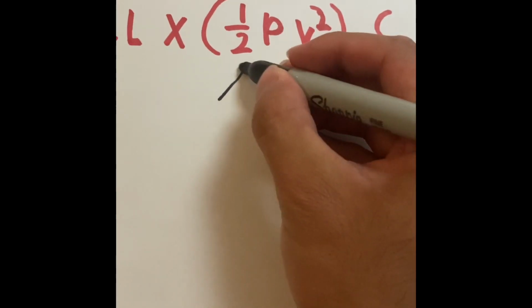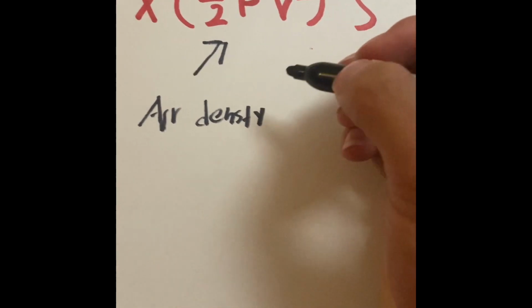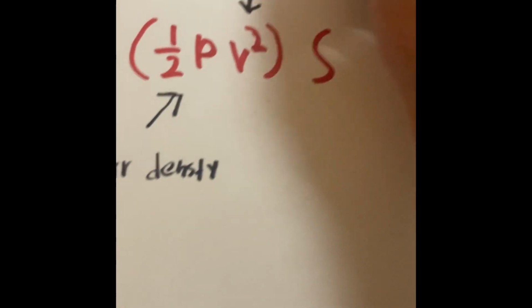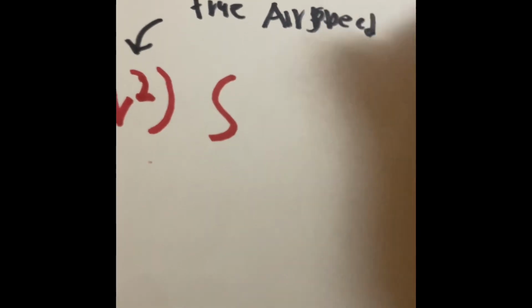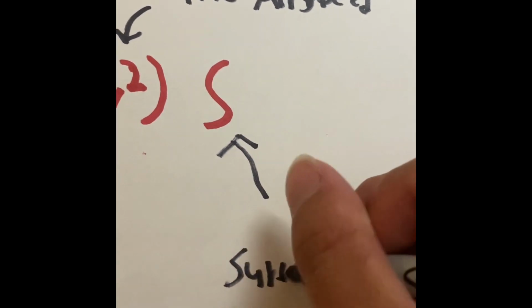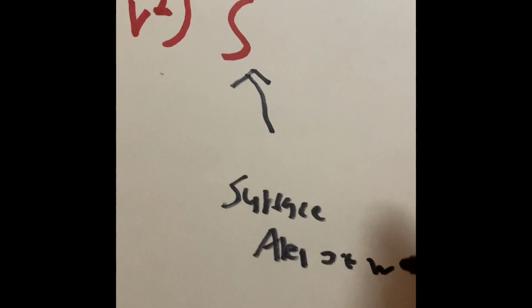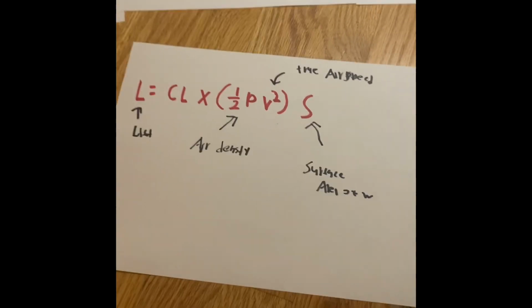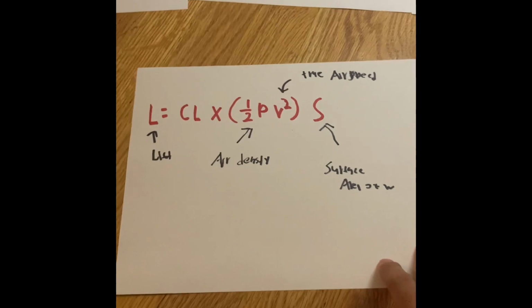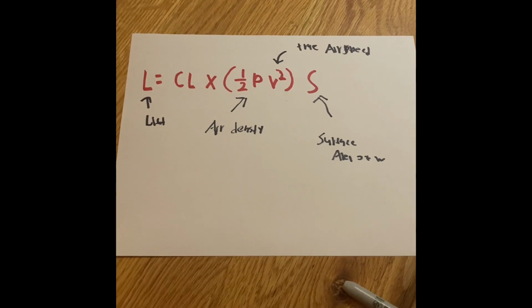1/2 ρ represents the air density. The V squared is the true airspeed of the airplane. And S represents the surface area of the airplane's wing. Very important. What we're going to do is explain why these are a factor of lift and how they can be changed. But hang on, there's one more variable that we forgot.